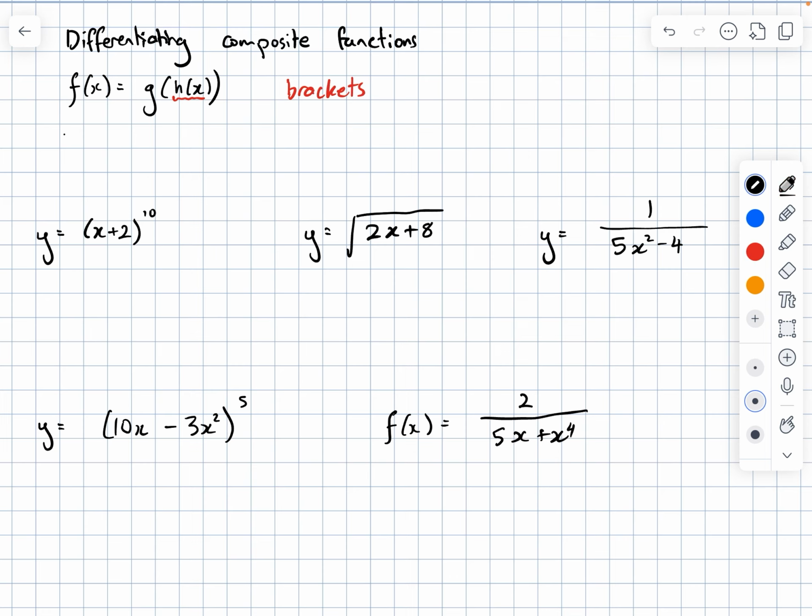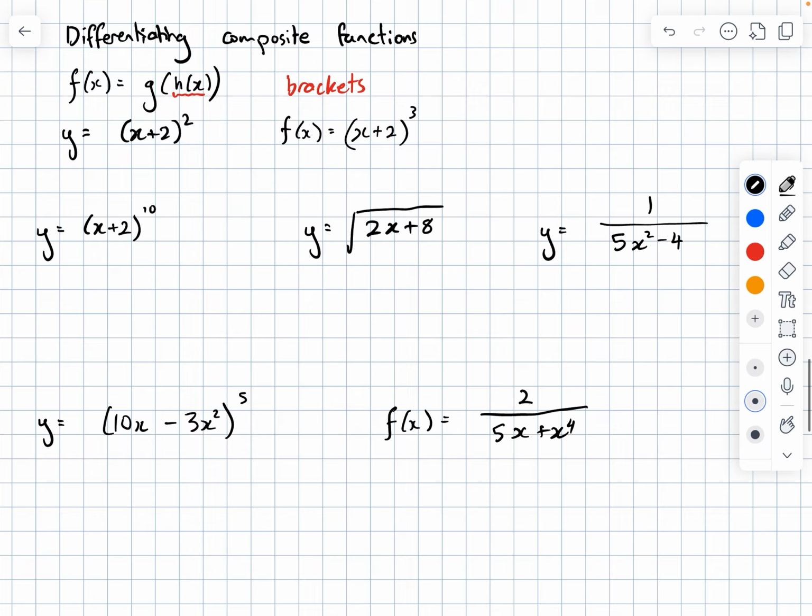Now, when differentiating something like y equals (x plus 2) to the power of 2, you can pretty easily expand that and then differentiate. Similarly, if you have a function f(x) equals (x to the power of 2) all to the power of 3, you could expand that. It might be a bit longer, but you can do it and then differentiate. But say that power becomes 10, we don't really want to expand that. So there are rules to deal with this.